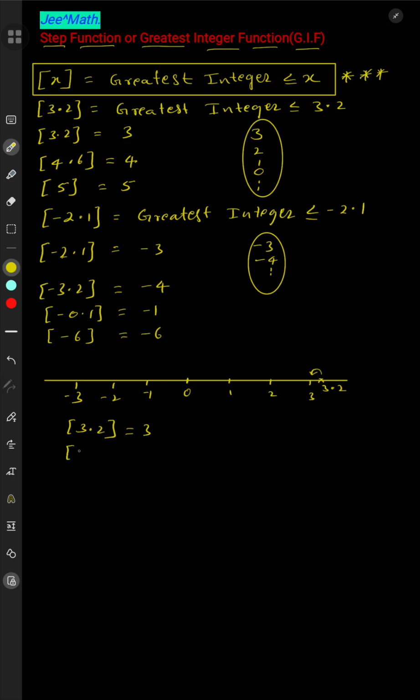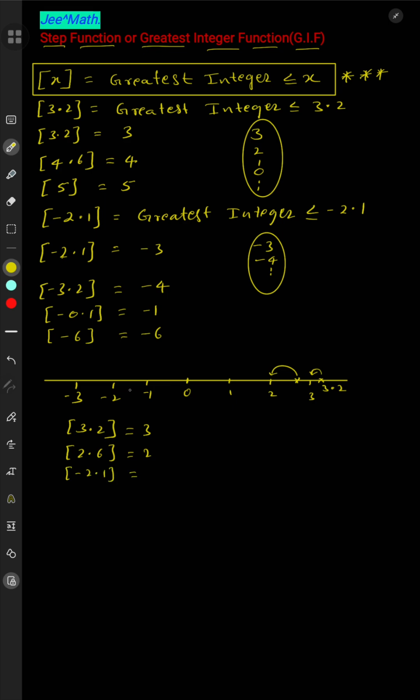Suppose the step of 2.6 is there. Where we have 2.6, it lies between 2 and 3, correct or not? So what is the left side integer? The left side integer is 2. So you can say it is 2.